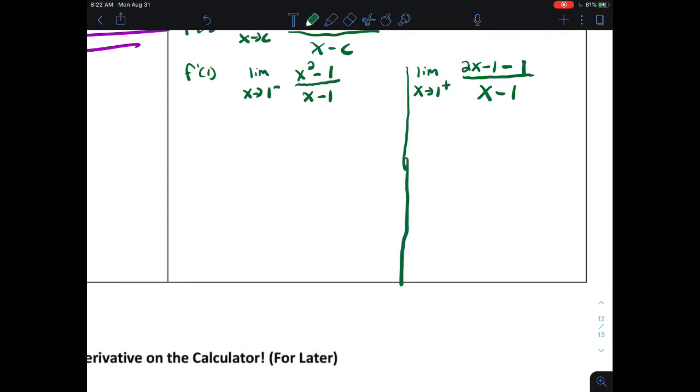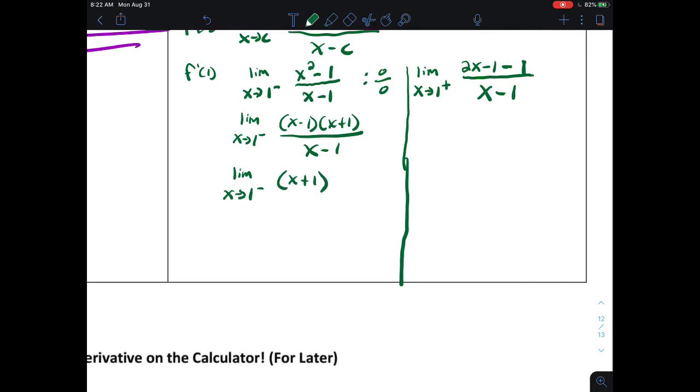So let's work here with the one on the left-hand side. I need to factor that because I put 1 in, I get an indeterminate form, 0 over 0. I have a difference of squares, so x minus 1 times x plus 1 over x minus 1. The x minus 1s will cancel, and I have the limit as x approaches 1 from the left of x plus 1. I can put 1 in at this point, and I get 2. So my derivative from the left side is equal to 2.